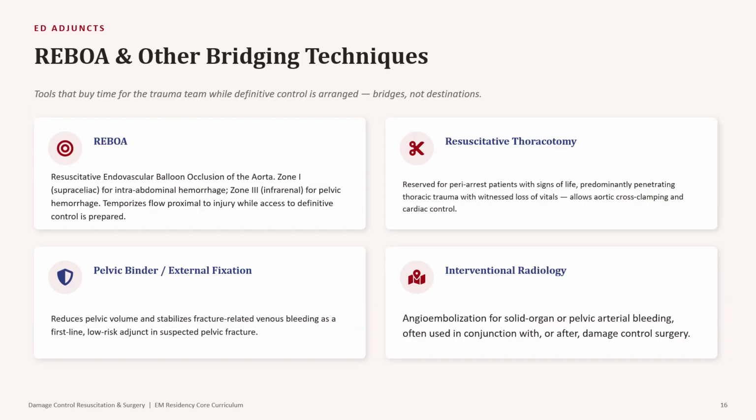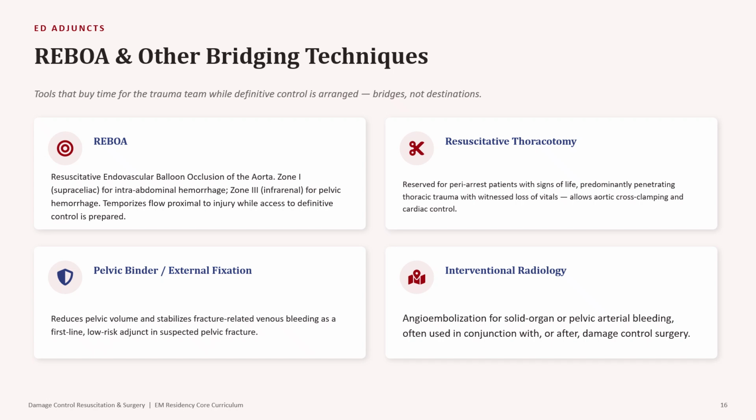What is the role of REBOA and other bridging techniques? Tools that buy time for the trauma team while definitive control is arranged are called bridges, not destinations. REBOA, also called resuscitative endovascular balloon occlusion of the aorta. Zone 1, the supraceliac aorta, for intra-abdominal hemorrhage, and zone 3, infrarenal, for pelvic hemorrhage, can be occluded with a balloon. Temporarily stops flow proximal to the injury while access to definitive control is being prepared.